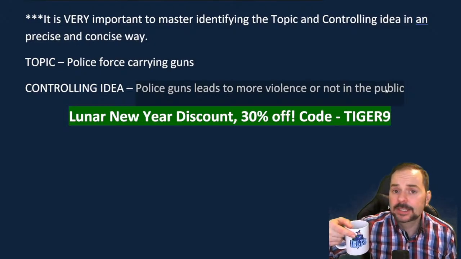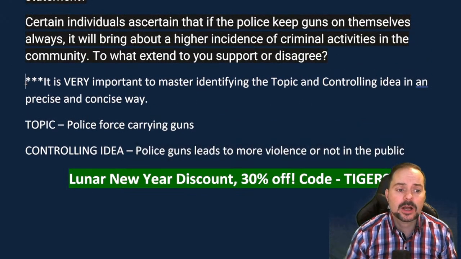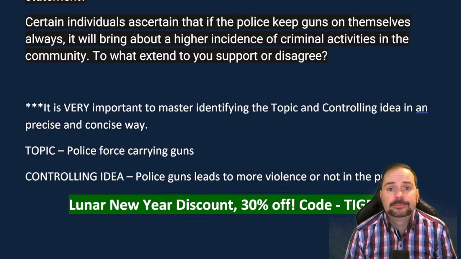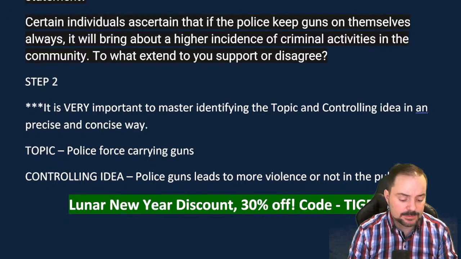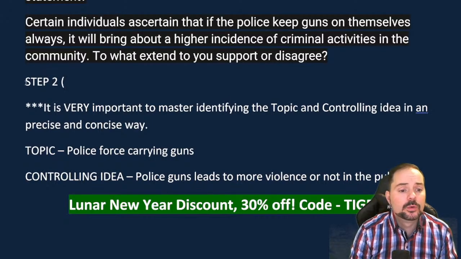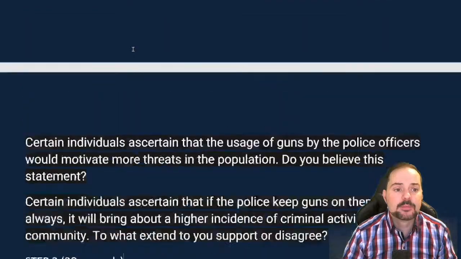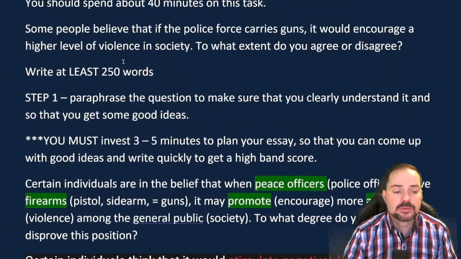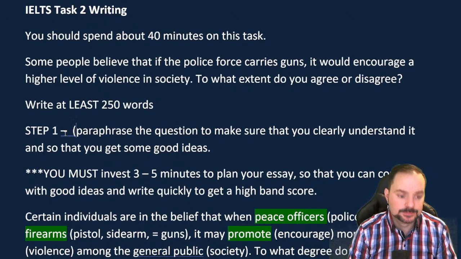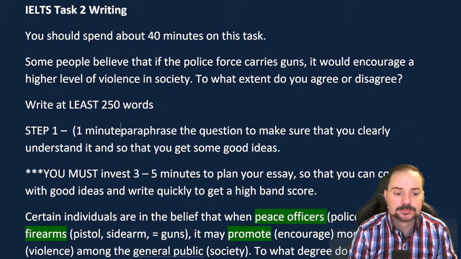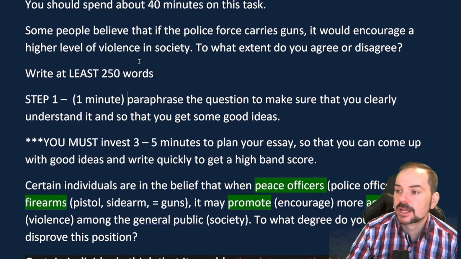Okay. Now again, ideally, when you get to the real IELTS, step 1 and step 2, what we're doing right here, is taking you no more than about a minute and a half, okay? So this is step 2. During the real exam, this should really only take you 20 seconds at most, okay? Step 1, where you paraphrase the question, as long as you've practiced, this should take you maybe 1 minute, at most. So if you're thinking about the actual time during the real exam.